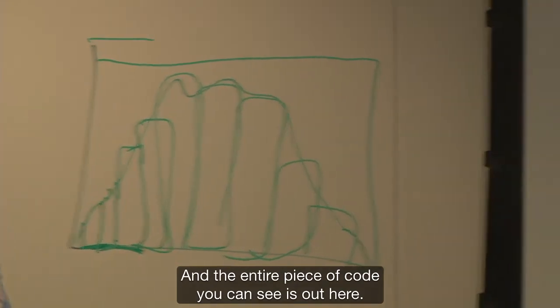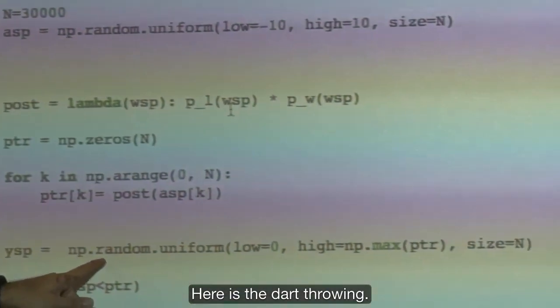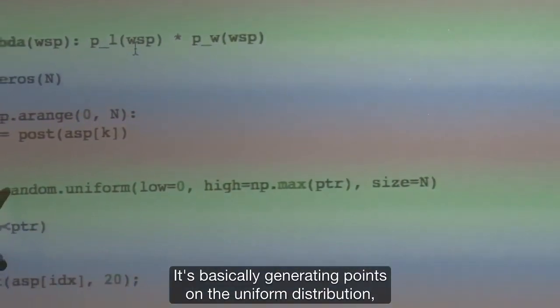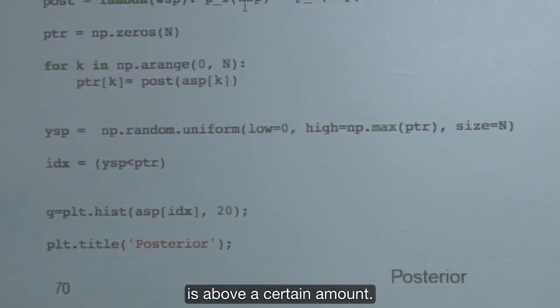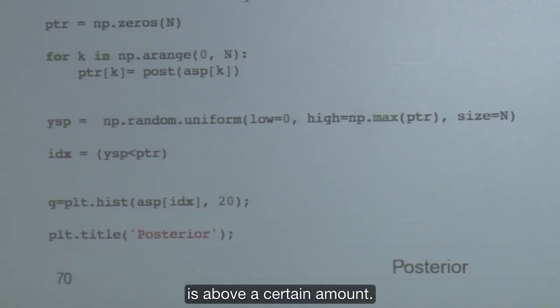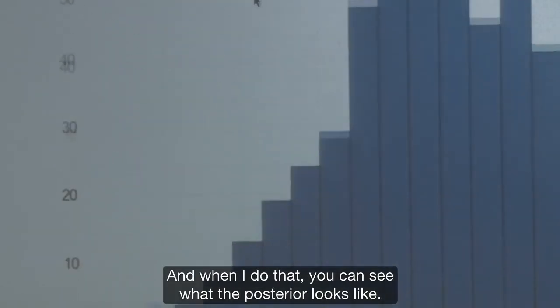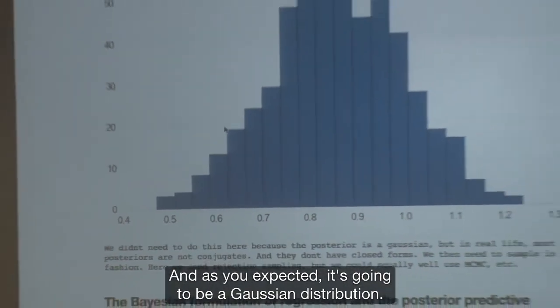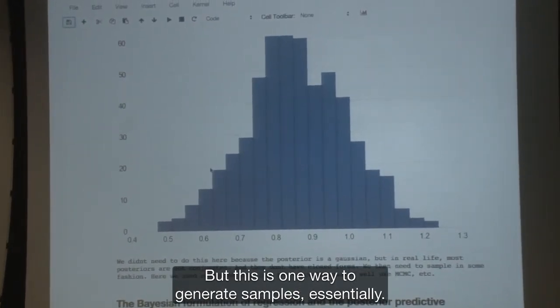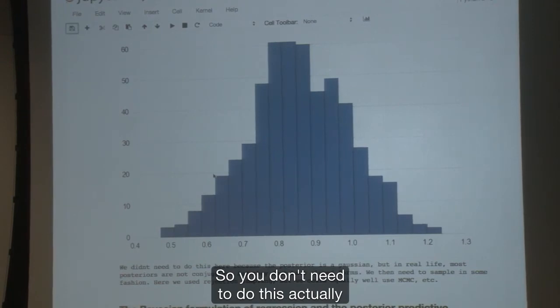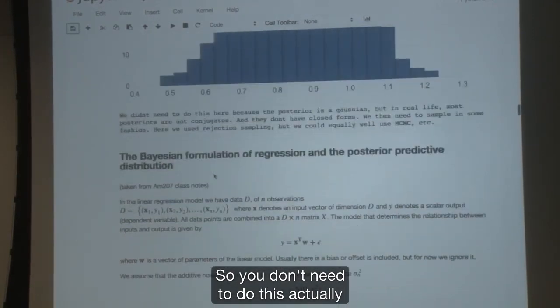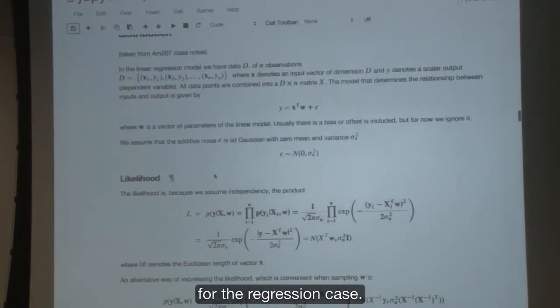And the entire piece of code you can see is out here. Here's the dart throwing. It's basically generating points in a uniform distribution, and then throwing out everything which is above a certain amount. And when I do that, you can see what the posterior looks like. And as you expected, it's going to be a Gaussian distribution. But this is one way to generate samples, essentially. So you don't need to do this, actually, for a normal regression case.